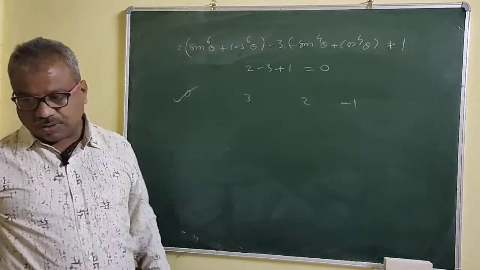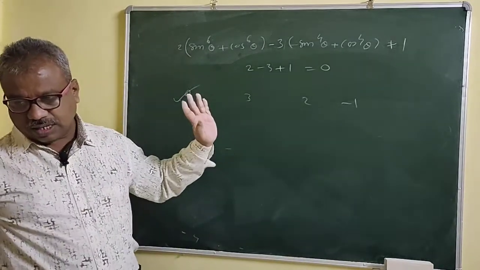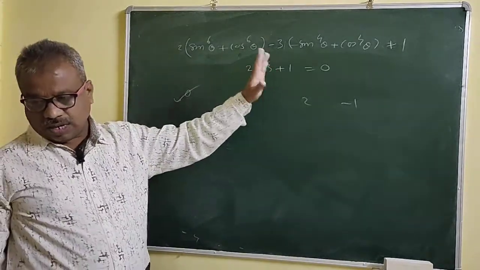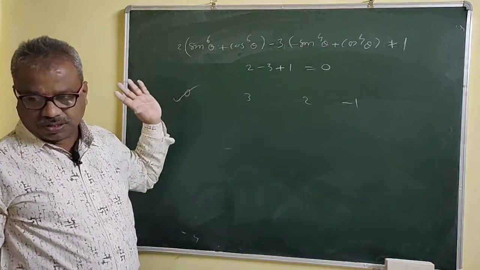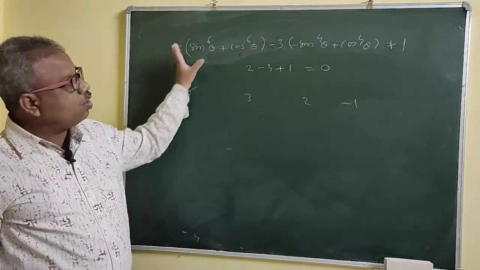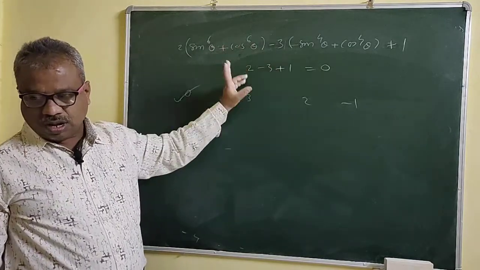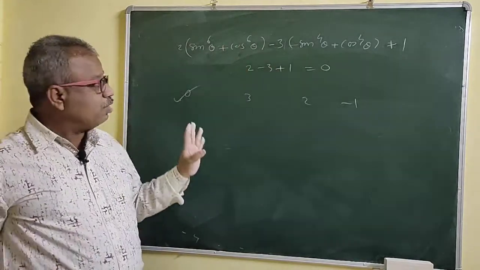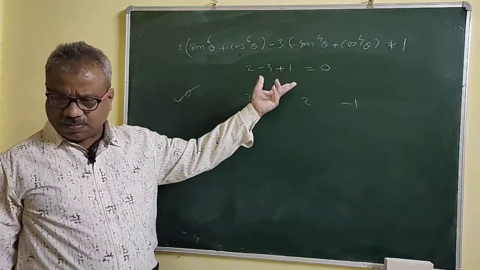You have to put a particular value of theta and you have to check your answer. So if you do this manually, by simplifying, that is not possible. Within 30 seconds you cannot solve this one. If you want to do this in 30 seconds, you have to put a value. So you may take pi by 2.